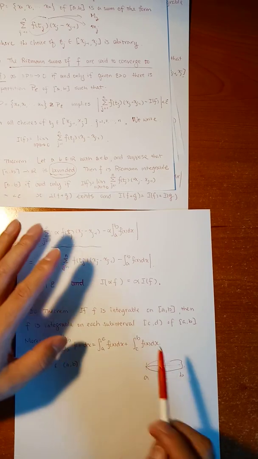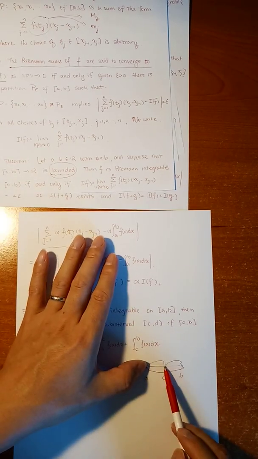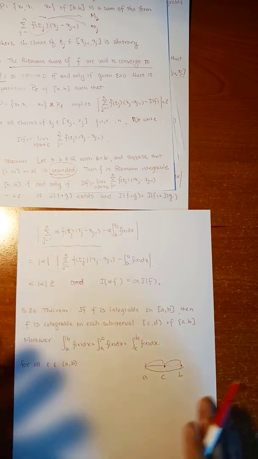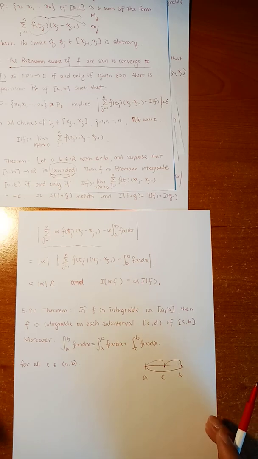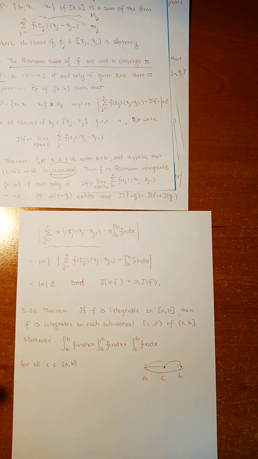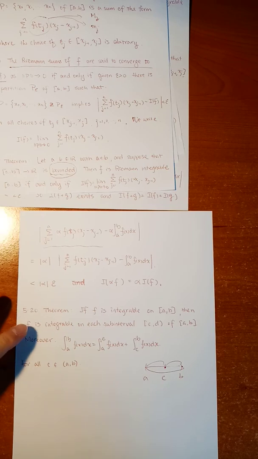And when the function is integrable over [a, b], it will be integrable over [a, c] and [c, b]. So the integrability does not matter here. It is guaranteed by the first part of the theorem.